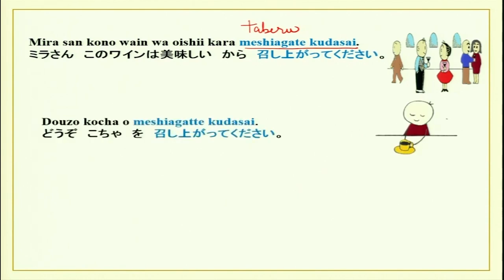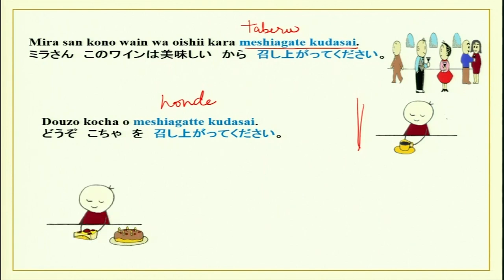You are having a cup of tea. So, dozo kocha o meshiagatte kudasai. This is very typical. You go to somebody's house and dozo nonde kudasai will never be used. Dozo meshiagatte kudasai when somebody is offering coffee or tea to you. And then it can also be used for eating.